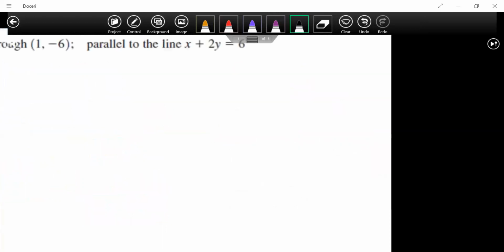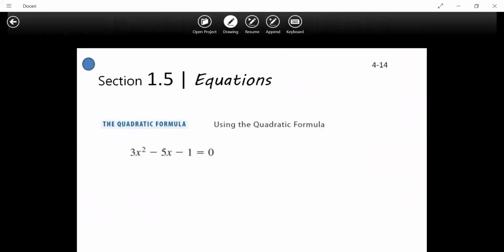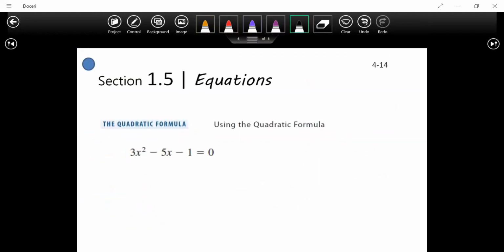Here we go. Next type of problems we're going to see here. Using the quadratic formula, okay? What multiplies to give you negative 3 but adds to give you negative 5? There's nothing. You can't factor it. There's no GCF. There's really nothing you can use for this. You will have a problem like this, so just be aware of that.